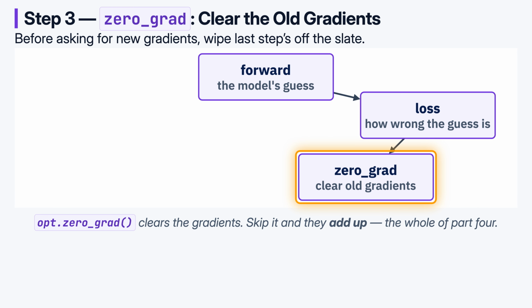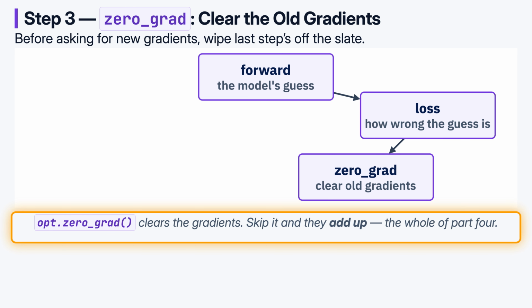Third comes zero grad. Before we ask for new gradients, we clear the old ones. The arrow carries us on to the clearing step. Opt.zero_grad clears the gradients. Skip it and they add up. That is the whole of part 4.